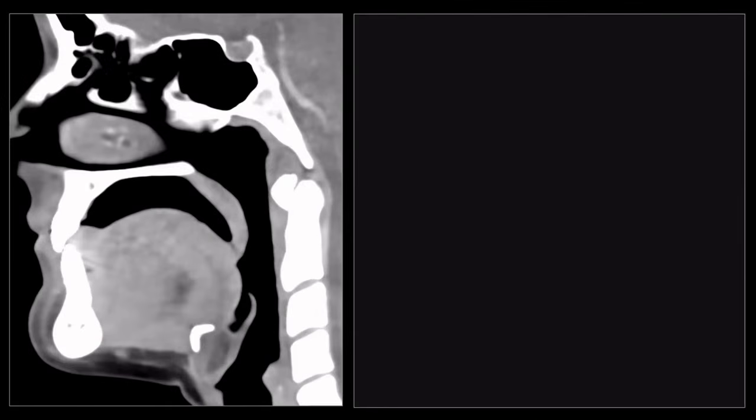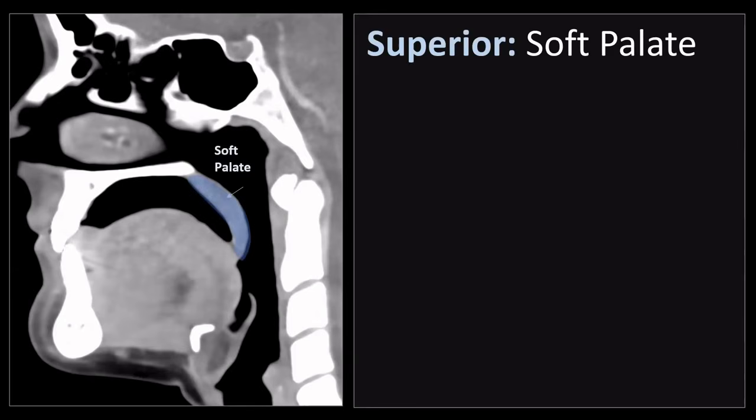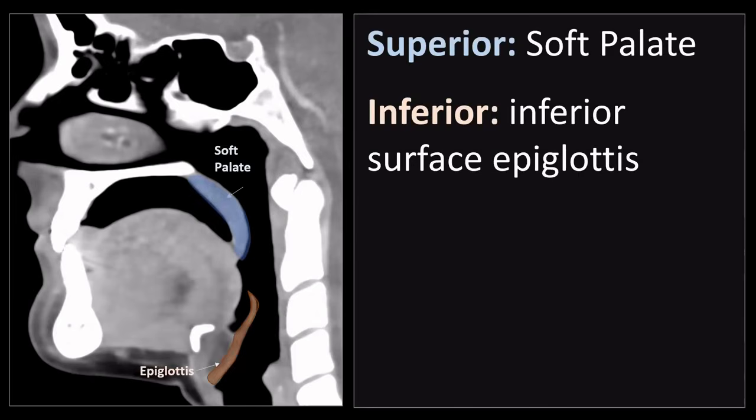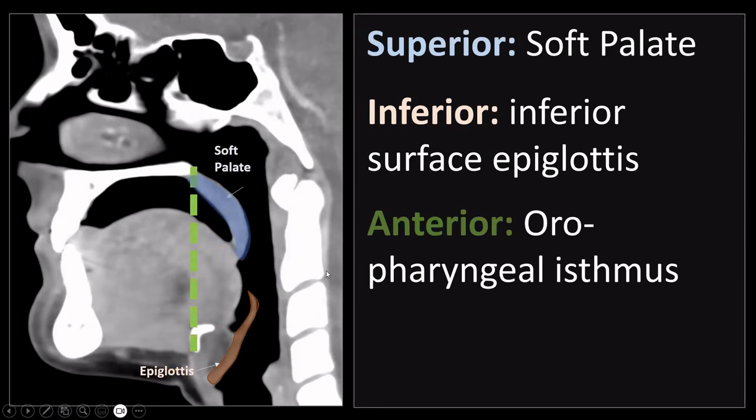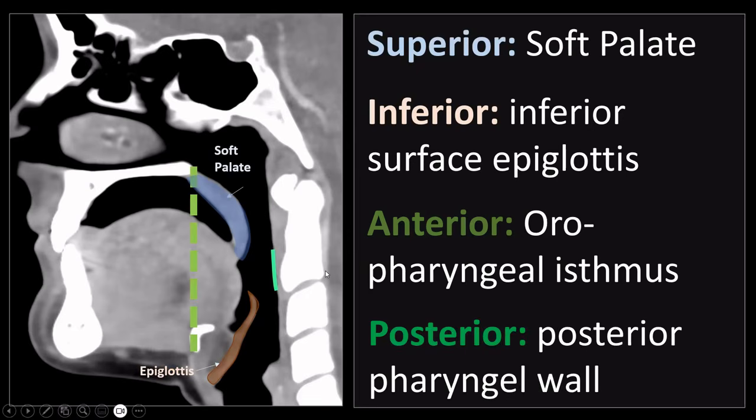Okay, let's now also examine the borders on somewhat larger images. So this is the soft palate, or the superior border. Here we have the epiglottis, and the lingual surface of the suprahyoid epiglottis, so the part located above the hyoid, marks the inferior border. Here we have the oropharyngeal isthmus, the anterior border, and this is the posterior pharyngeal wall.